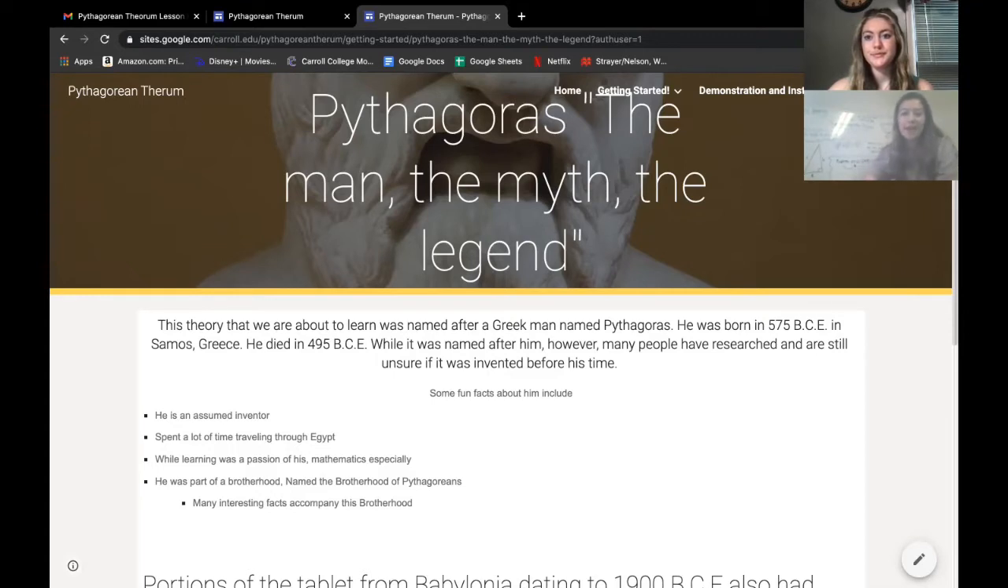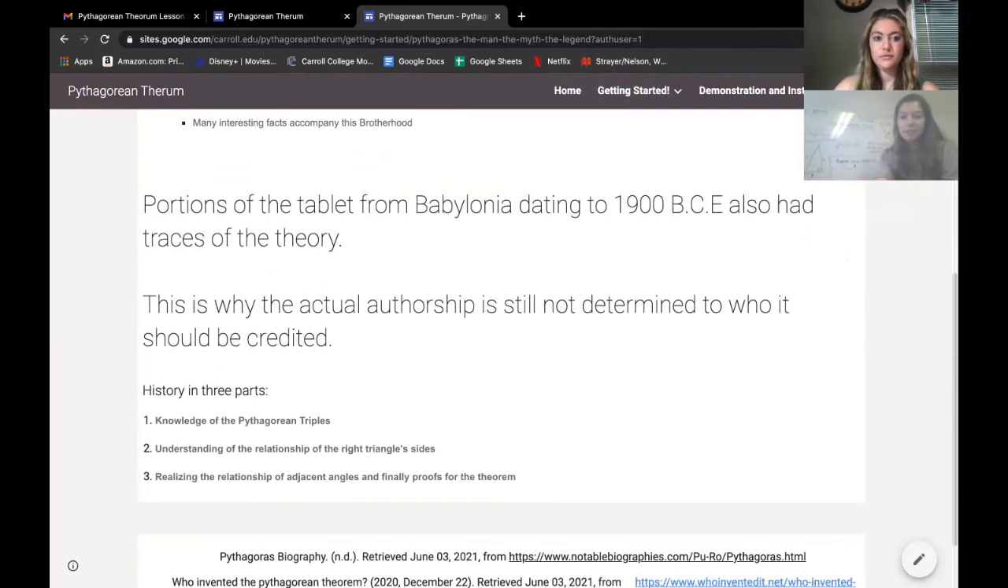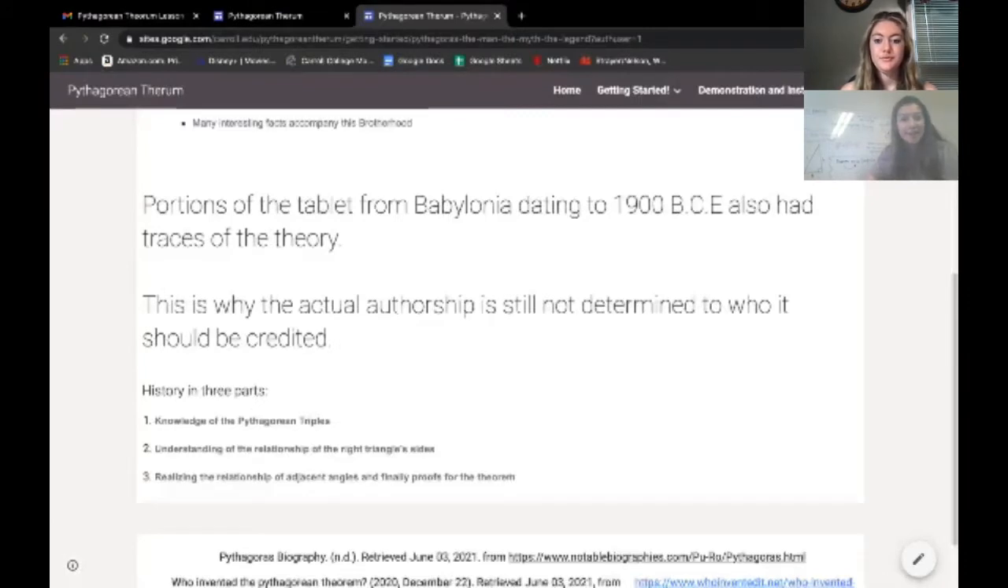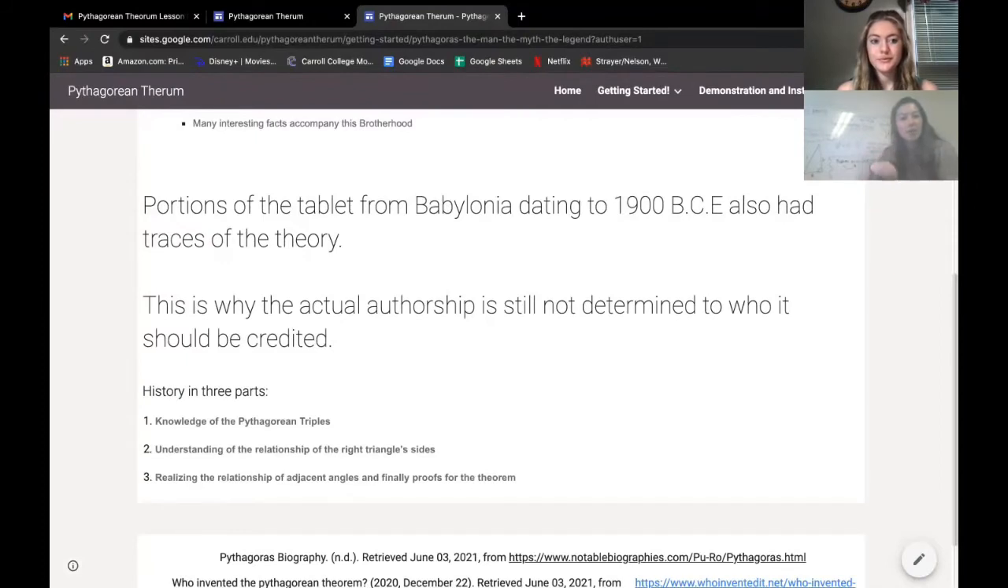Researchers have been looking back on portions of the tablet from the Babylonian era, dating to 1900 BC. It had traces of this theory that he presented and put his name over. The authorship is still not determined, but since he was part of the brotherhood, they all put their names on it and authored it as the Brotherhood of Pythagoreans. So people have been crediting it to this man, Pythagoras.